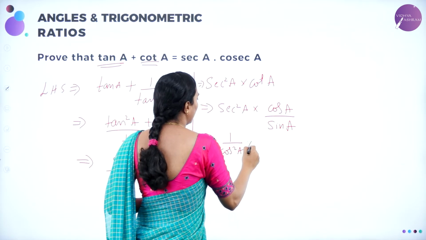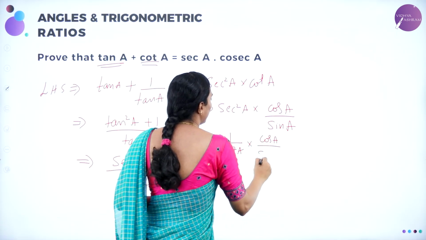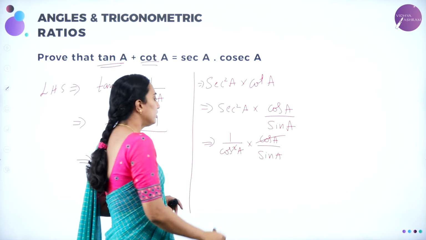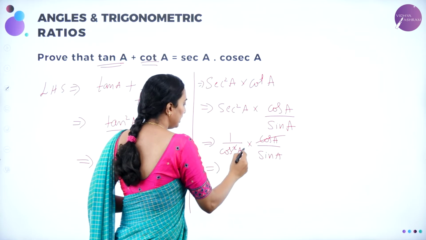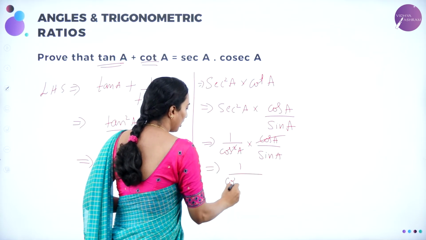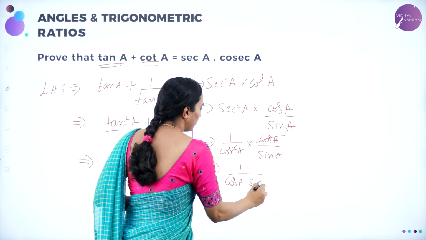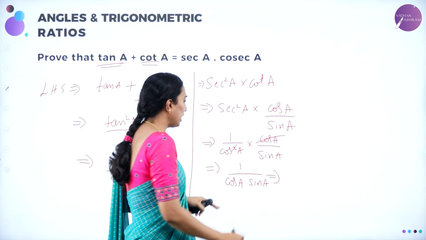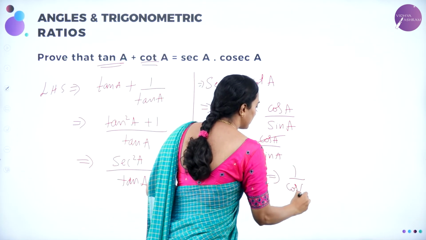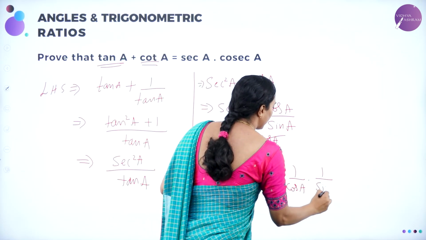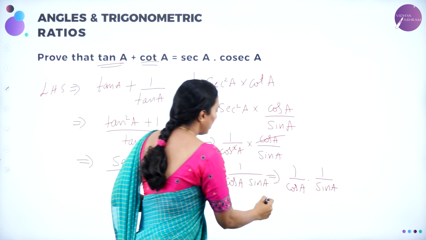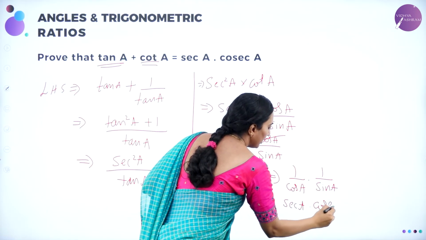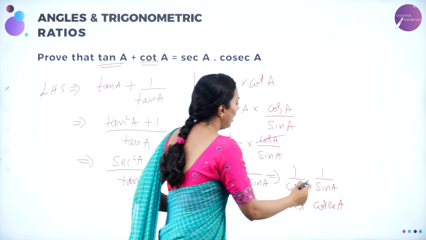1 over cos squared A into cos A divided by sine A. Now, one cos term will get cancelled here. You're remaining with 1 in the numerator divided by cos A into sine A in the denominator. Now, you are going to split this, because I want secant A and cosecant A. So, 1 by cos A into 1 divided by sine A. 1 over cos A is nothing but secant A, and 1 by sine A is cosecant A. That's it, which is your RHS.